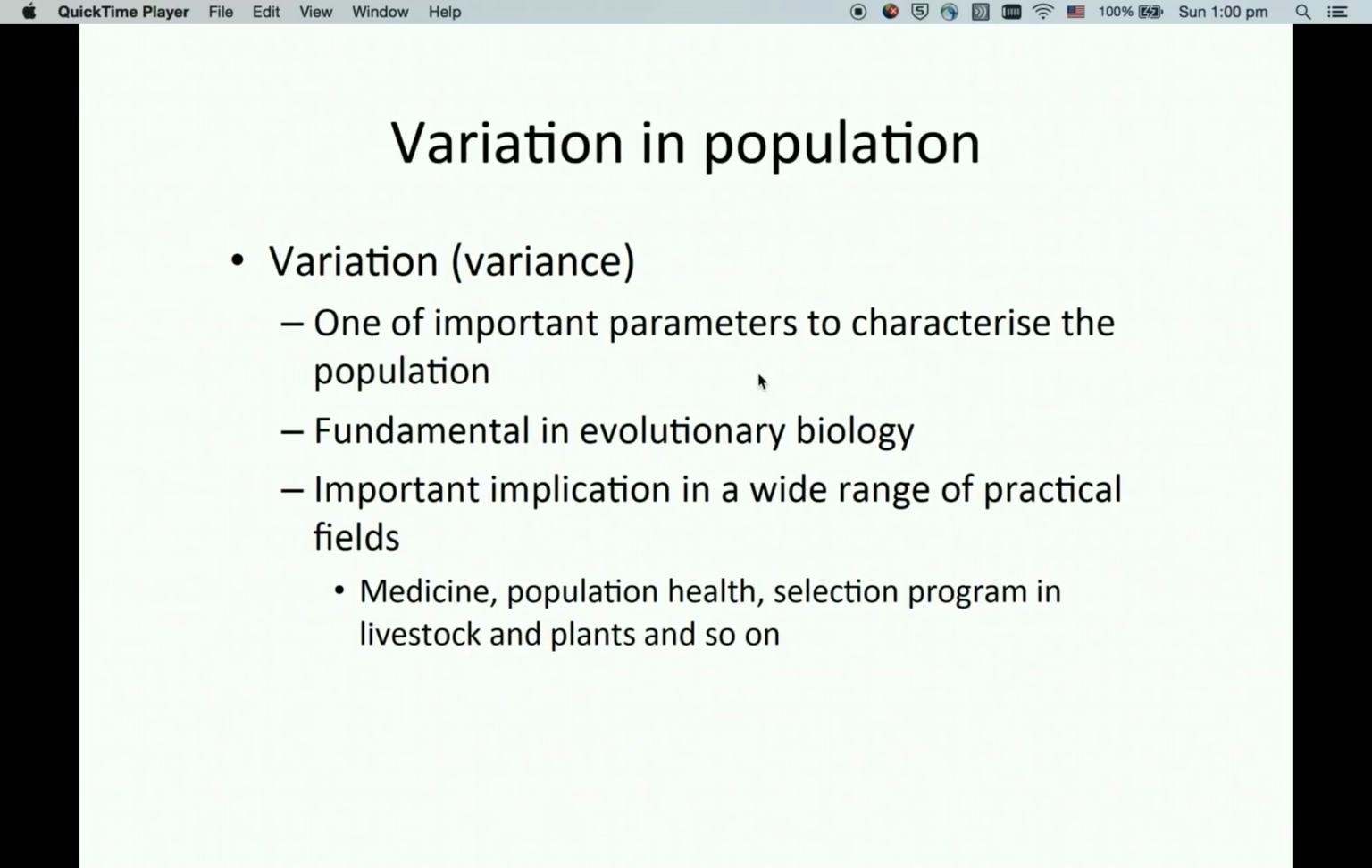Variation or variance is one of the important parameters to characterize population. It is fundamental in evolutionary biology. It also has important implications in a wide range of practical fields like medicine, population health, selection programs in livestock and plants, and so on.